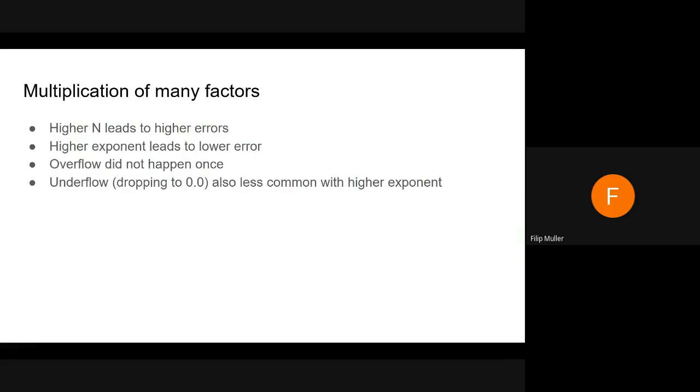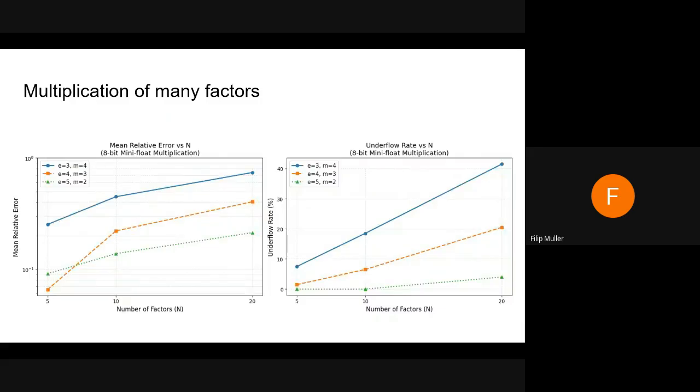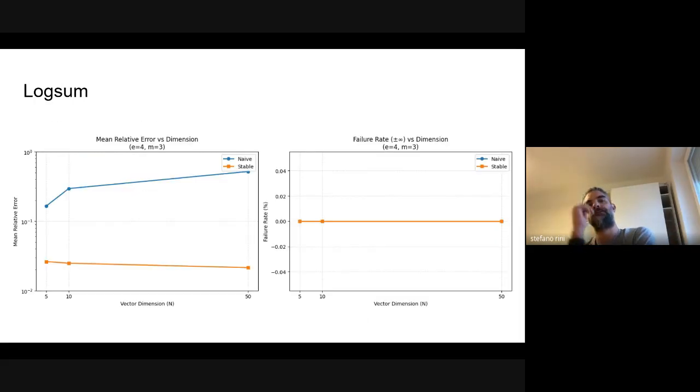And the underflow follows pretty much the same pattern as the error. The one difference is when we only have 5 numbers, with the exponent being 4 and exponent being 5, which is probably just that the size of the mantissa is still significant with that amount of numbers. Very nice.